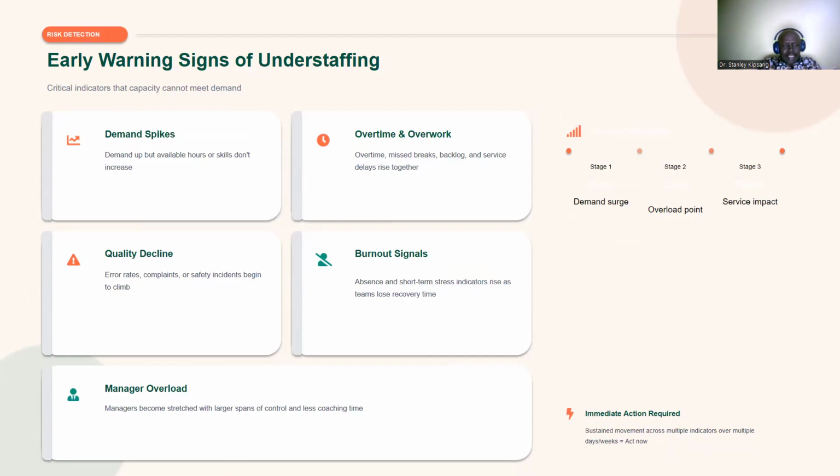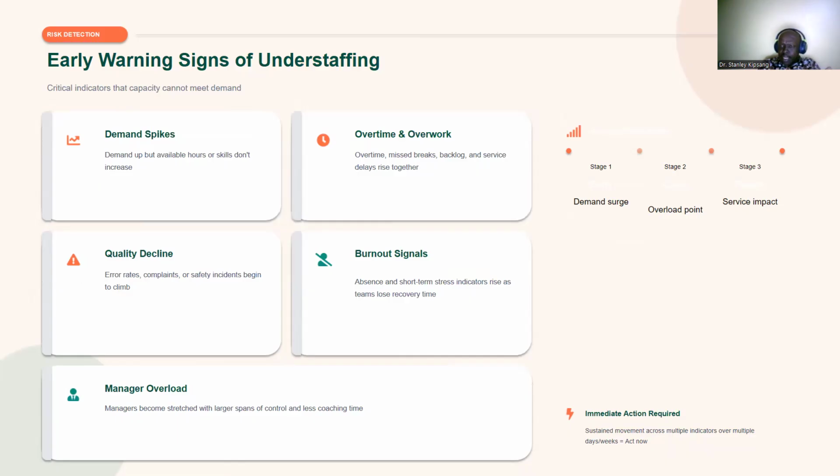Manager overload. Managers become stretched with larger spans of control and less coaching time. So we see managers getting overstretched in terms of what they are doing, since the people who are under them are not sufficient enough to undertake their responsibilities. So managers may go out of their way to help in doing those tasks.